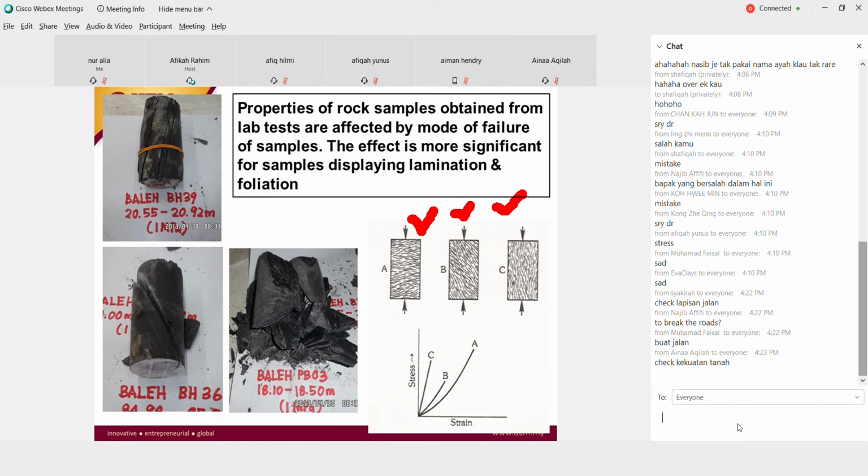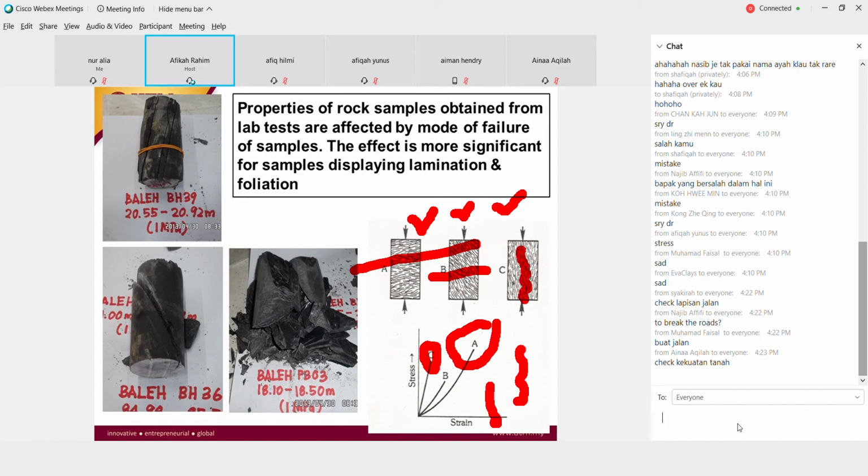And here is the sample, and here is an example of how the rock is broken due to different directions of foliation. See this one. If it goes in the opposite direction, of course you will get better strength because it's opposite to your force. This one is moderate because the lamination is like this, and this one is a mix of x and y axis. Of course, you will get the smallest strength.